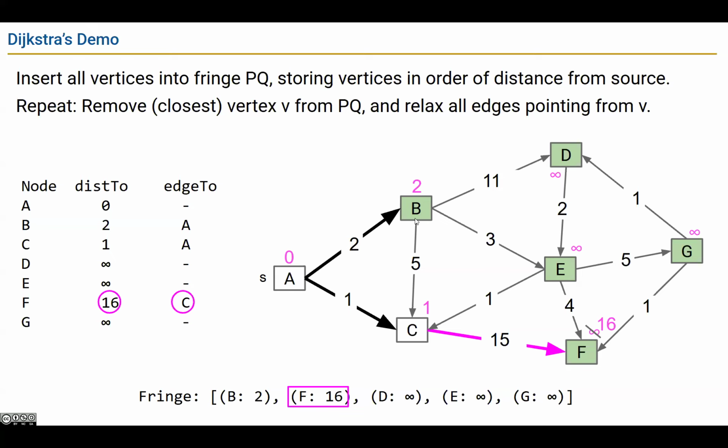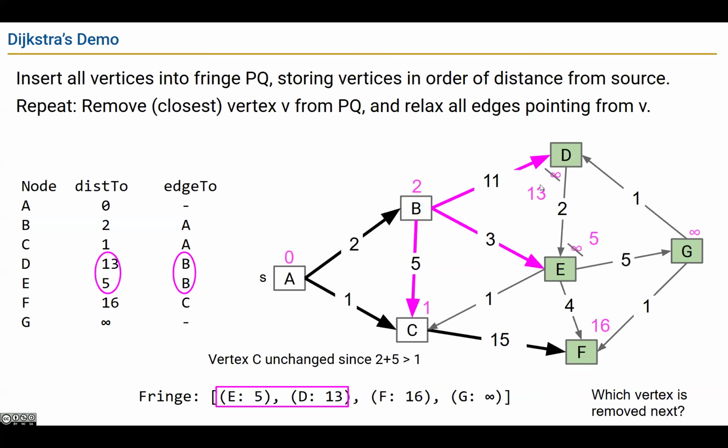What do we find? Path to D. How long is that? 13. Path to E. How long is that? 5. What else do we find? We do find a path to C, but what's its distance? 7. Do we do anything for that? No. It's a worse path than what we've already found. I don't want to use that. So I'm only going to look at the paths to D and to E, and then focus there.